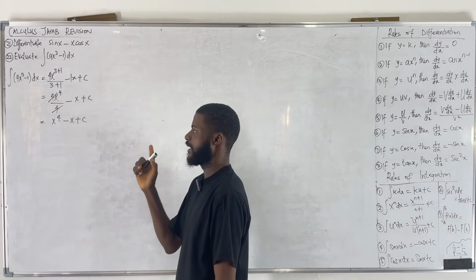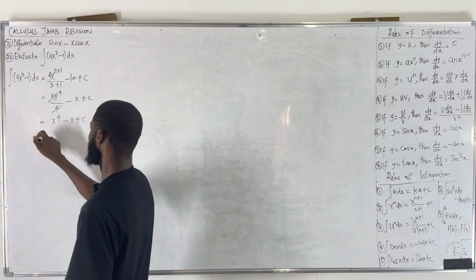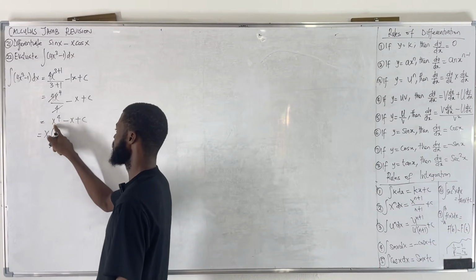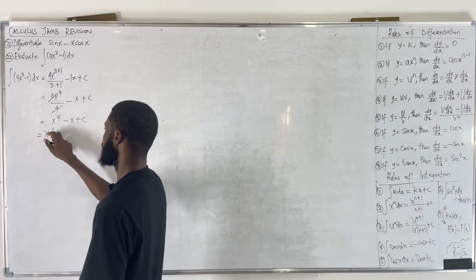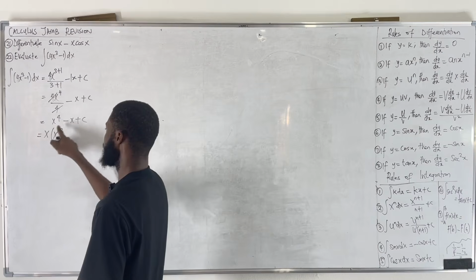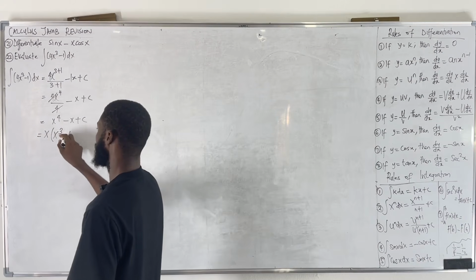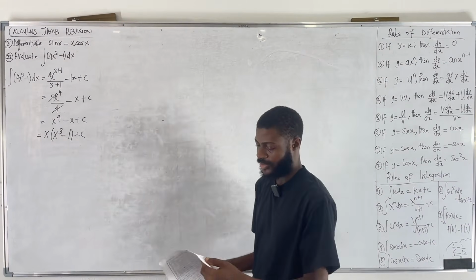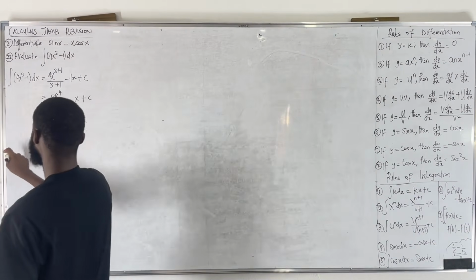But there's another way they can write this answer. This can actually become x bracket because x is common here. You can factorize this. x to the power of 4 over x is x cubed, minus x divided by x is 1. And then plus c. So that will be the answer to the equation. It could be anything. So that's number 22. Number 23.